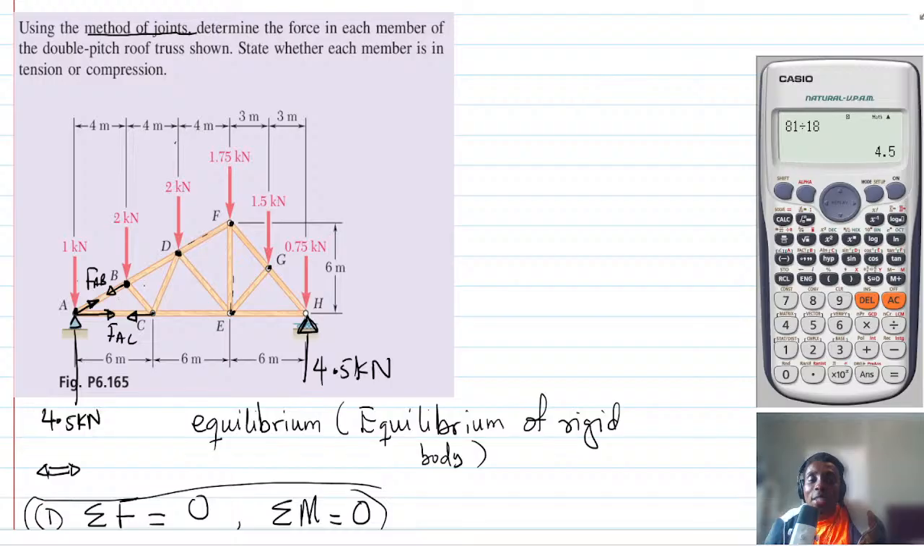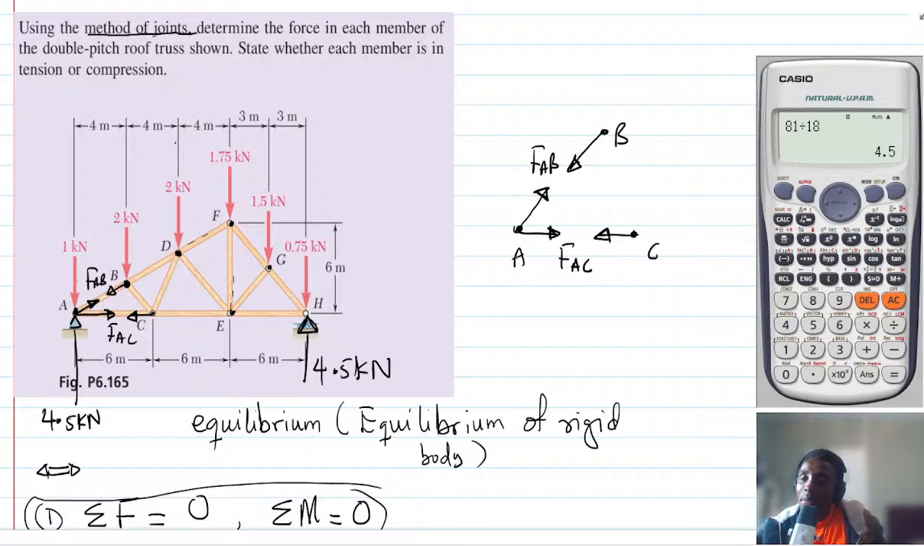According to Newton's third law, action and reaction are equal but opposite. So think about it this way: if there is a point here, let's say A, and another point here, B, along member AB there is a force and there is another force, and we call this FAB. Along A and C, there is a force and there is a force. These forces are equal and opposite. We call this FAC. I hope it makes sense.